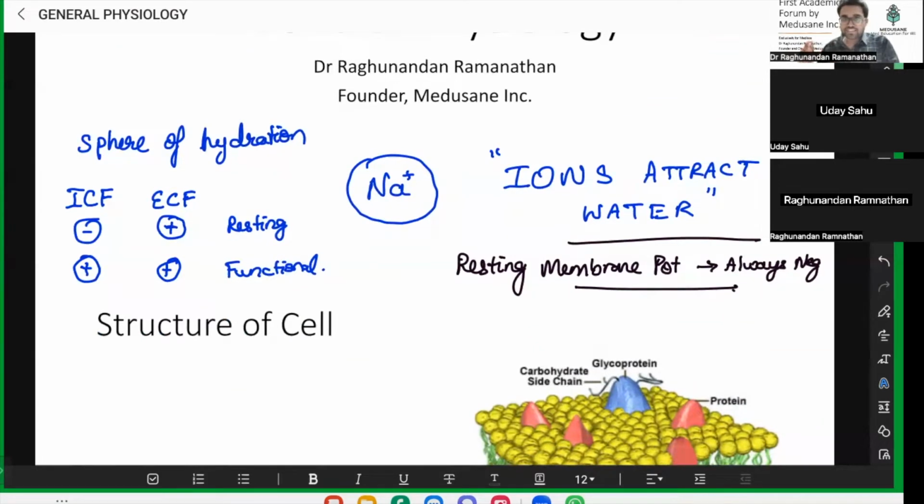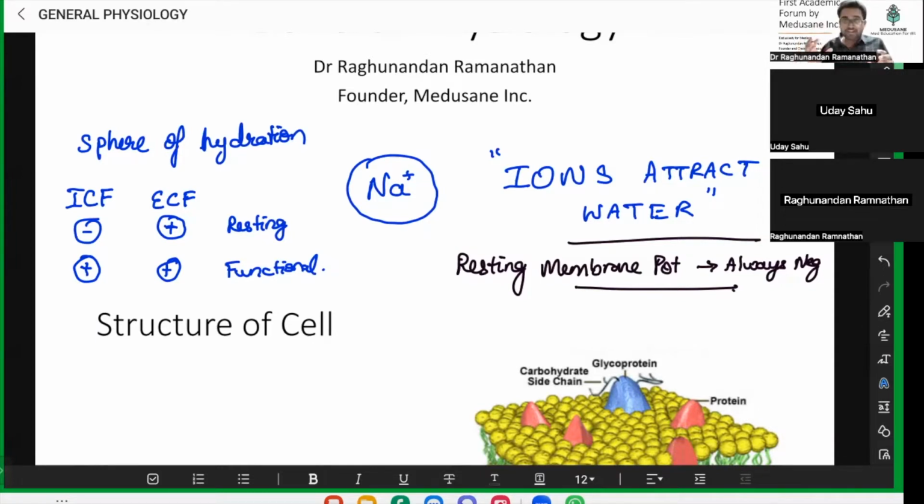Any cell has two important states: either a resting state or a functional state. In the resting state, always remember that the ICF must have negative charges and the ECF must have positive charges. Only then is there a resting membrane potential. You all know that the resting membrane potential is always negative. Therefore, your ICF is negatively charged, whereas your ECF is positively charged.